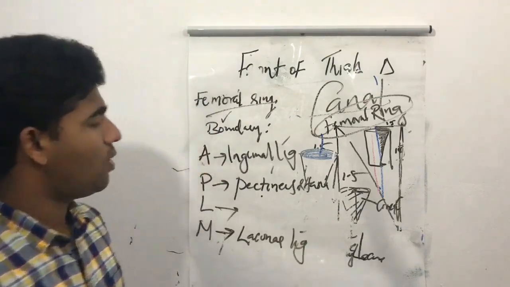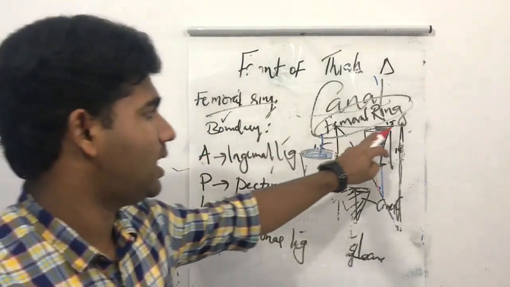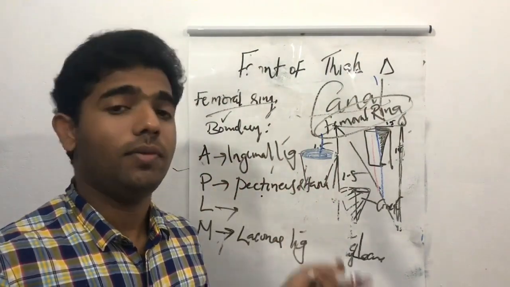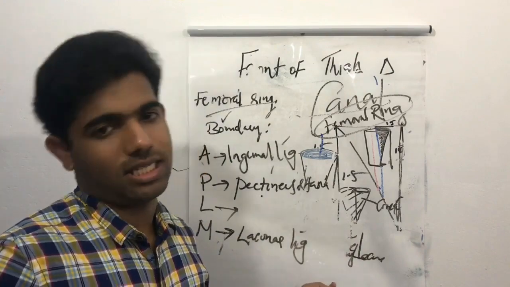So just see the boundaries. Anteriorly always by the inguinal ligament. Posteriorly by P for P, that is the pectineus muscle.